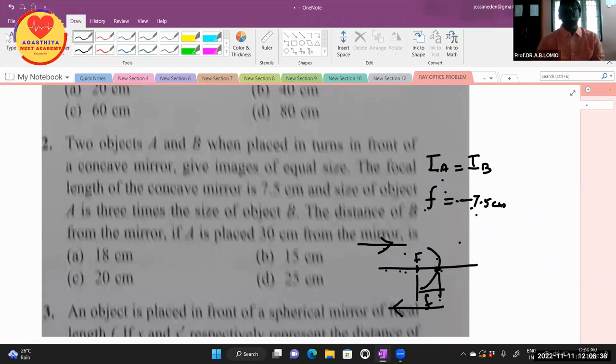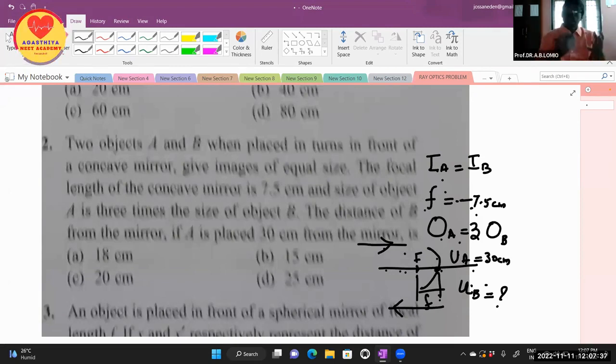O is the size of the object. Size of the object A is 3 times the size of the object B. The question is to find out the distance of object B from the mirror, provided the object A is placed from the mirror at 30 centimeter. These are the given data.